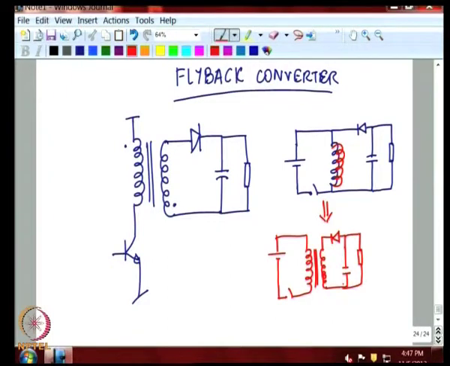In this fashion, and by interchanging the dot polarity like this, rather than having the dot polarity like this, we can do a modification of putting the diode like this and shifting the dot polarity here. So, this will give you this flyback converter. So, what you essentially do is you do a design exactly like you would a non-isolated buck boost.